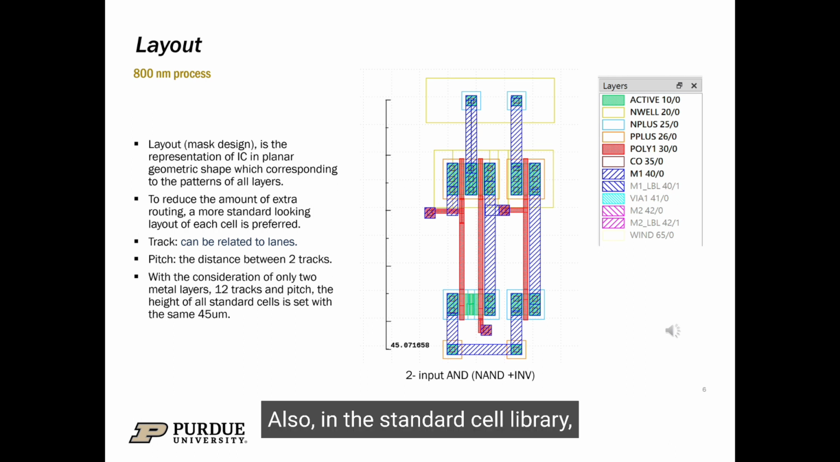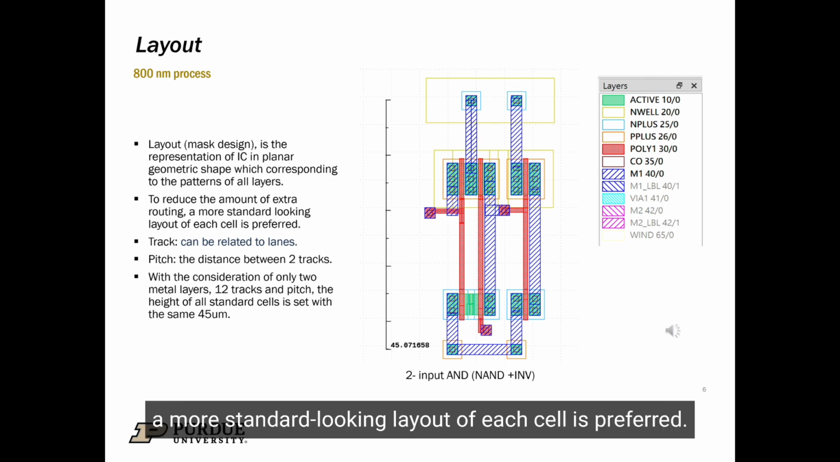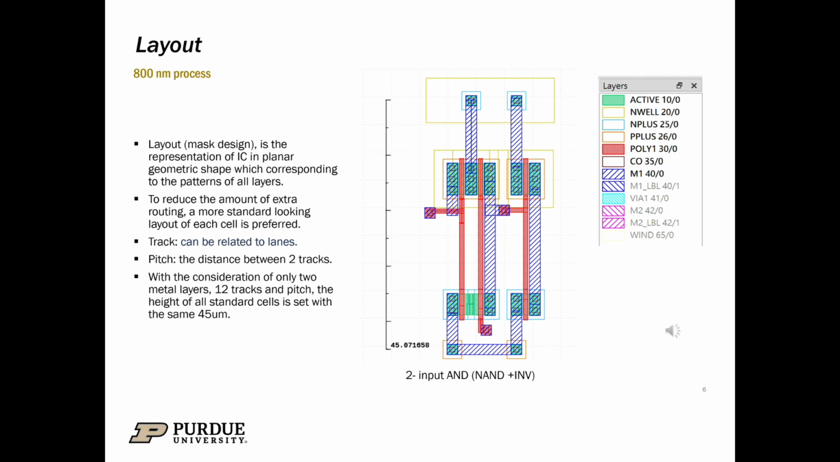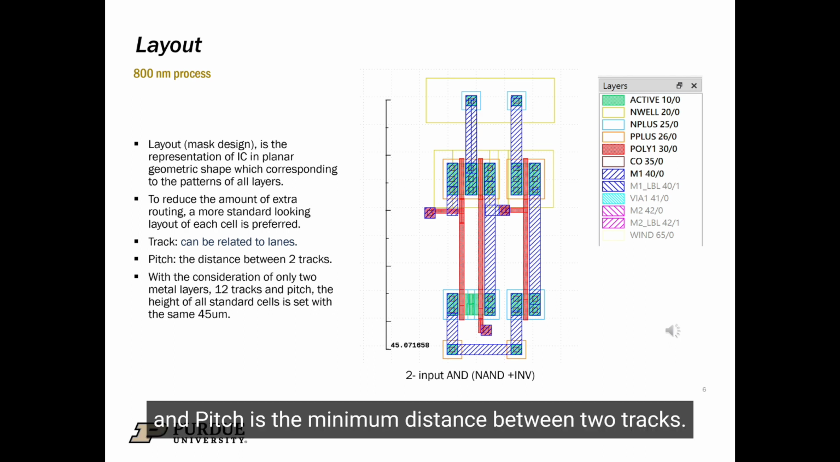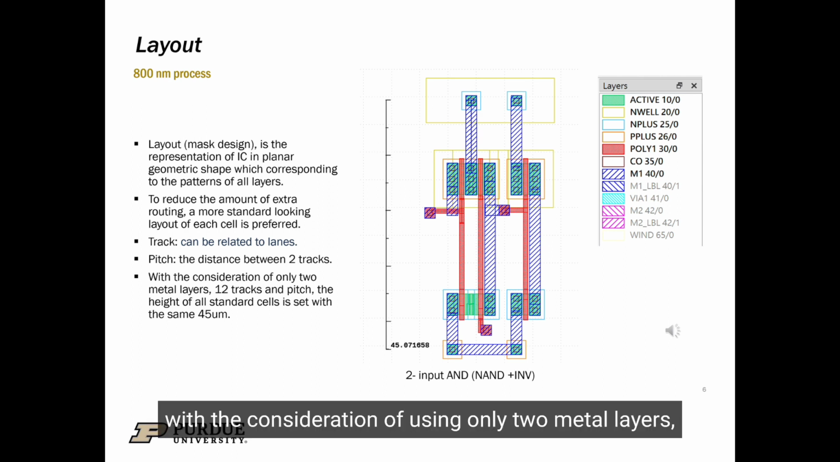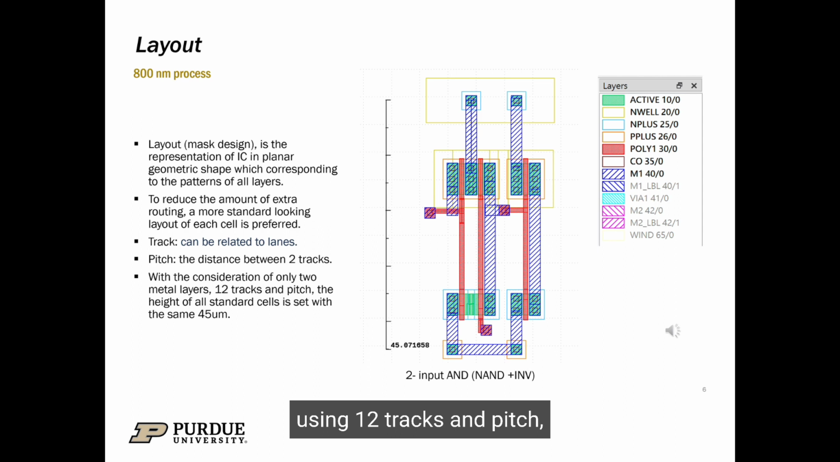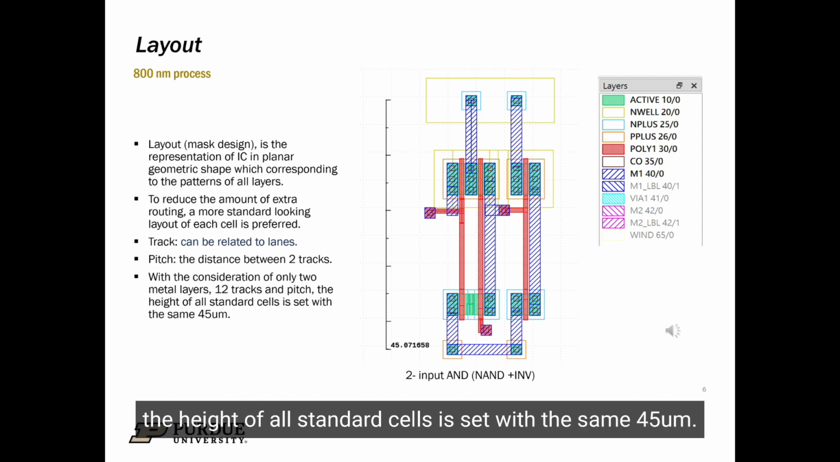Also, in the standard cell library, to reduce the amount of extra routing, a more standard looking layout of each cell is preferred. For example, we set all of the cells with the same height so that we can combine cells more easily. Here we have a term called track, which can be related to length, and pitch is the minimum distance between two tracks. So, with the consideration of using only 2 metal layers, using 12 tracks in pitch, the height of all standard cells is set with the same 45 micrometer.